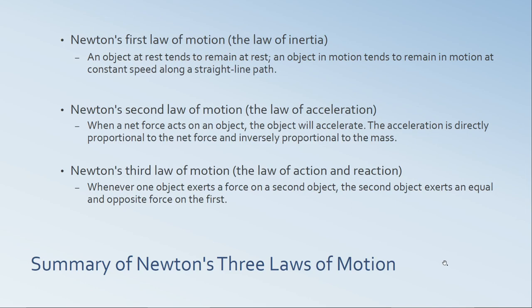So to summarize Newton's three laws of motion, the first law of motion, the law of inertia, says an object at rest tends to remain at rest, and an object in motion tends to remain in motion at constant speed along a straight line path. Our second law of motion, the law of acceleration, says when a net force acts on an object, the object will accelerate. This acceleration is directly proportional to the net force and inversely proportional to the mass. And we can write this law as an equation, F equals ma.